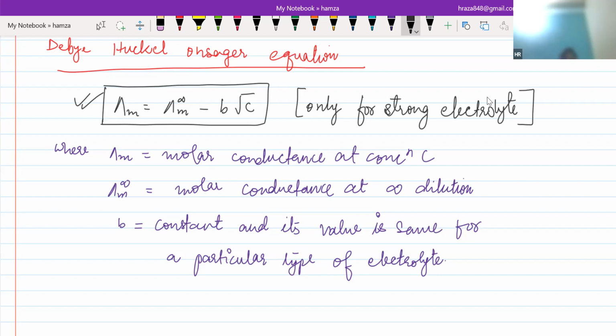Now, today we are going to learn about Kohlrausch's law, which is very important.